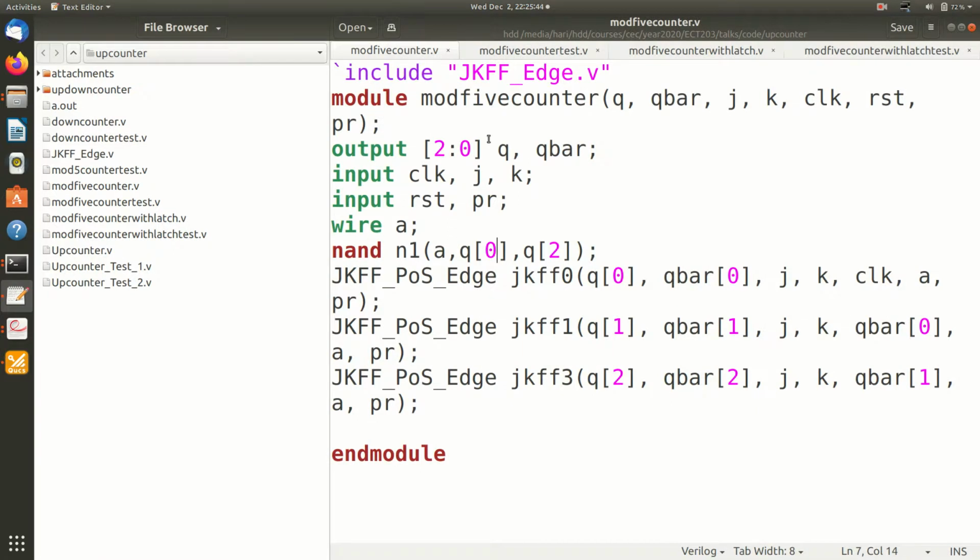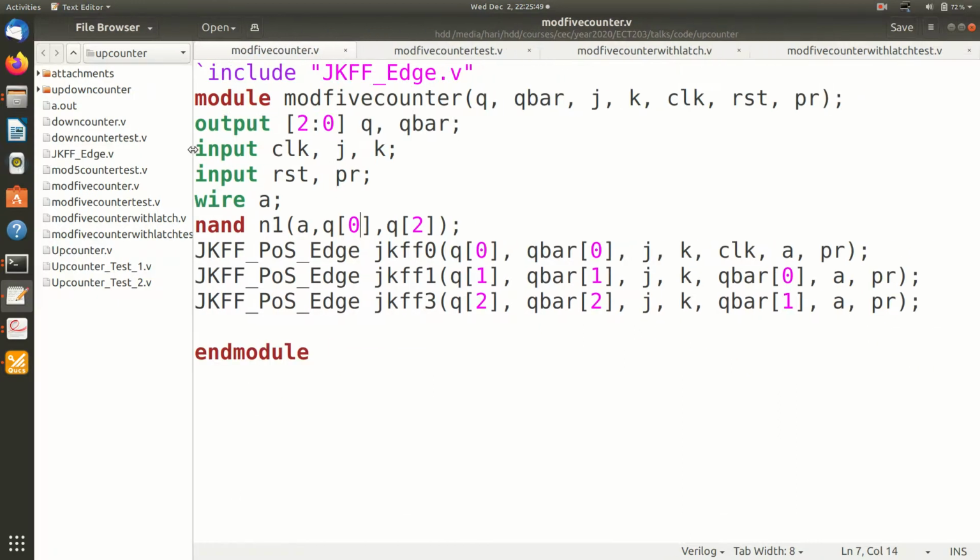So this is my counter. First I include the JKF of edge dot v, and I start with a new module, a Mod-5 counter. The outputs are Q and Q bar, the inputs are JK, clock, reset and preset. The outputs Q and Q bar are 3-bit wires, so that is 2 to 0, and the other inputs JK, clock, reset and preset are input wires.